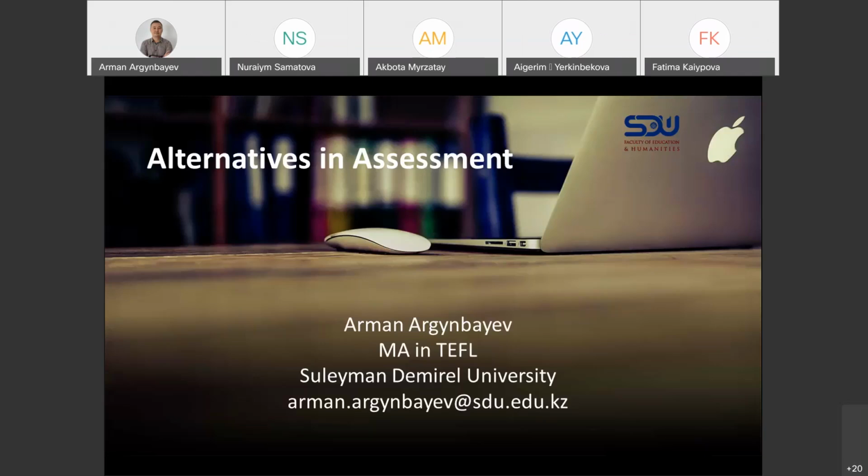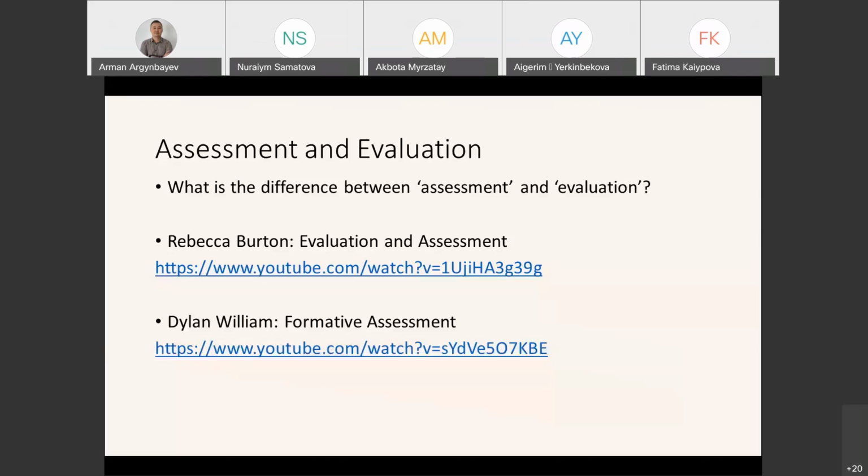All right, our topic today is alternatives in assessment. But first, let's answer this question. What is the difference between assessment and evaluation? Do you know any difference? Have you heard any differences?